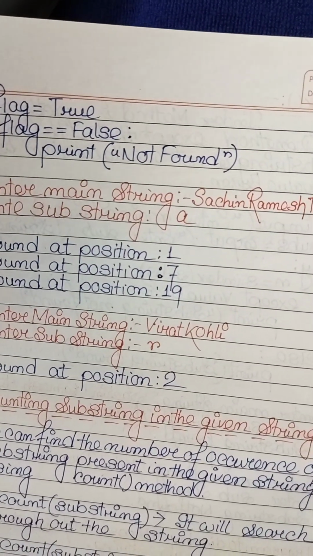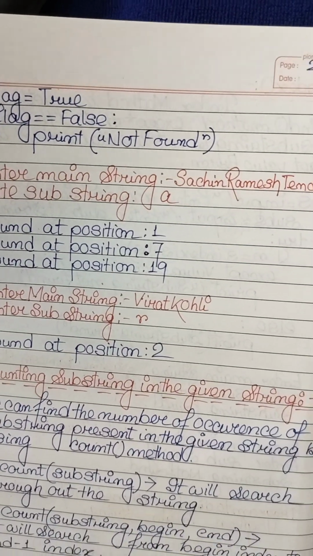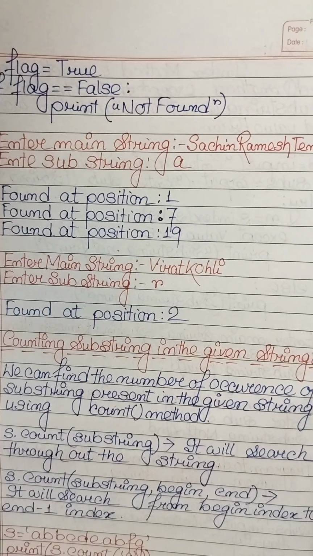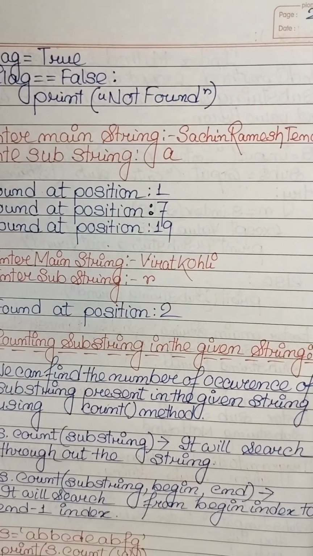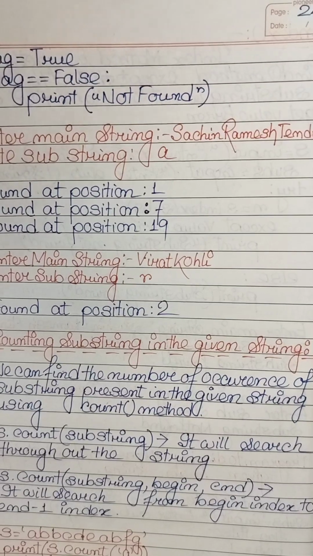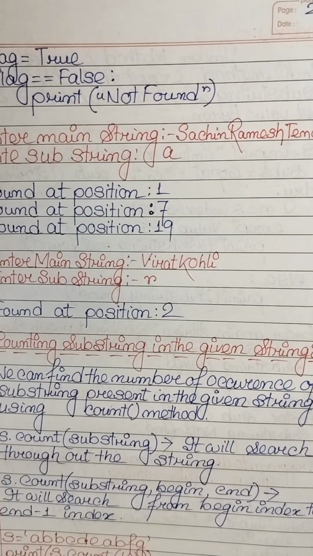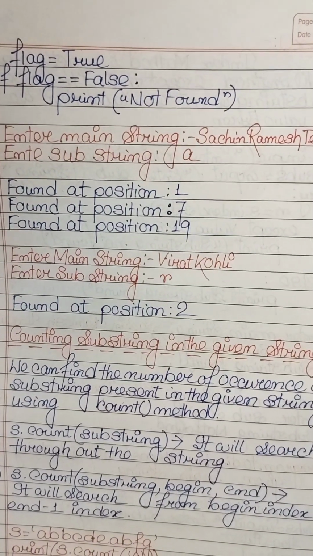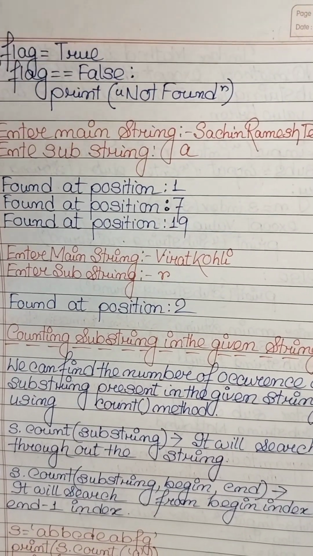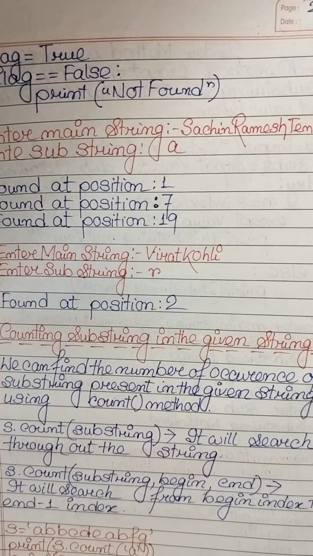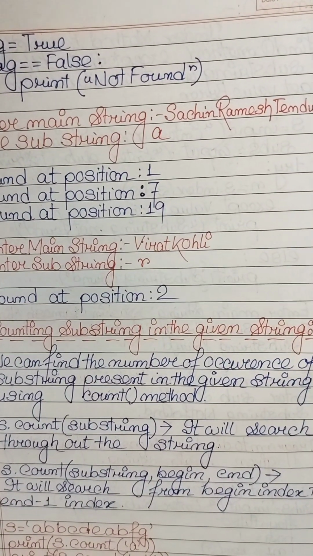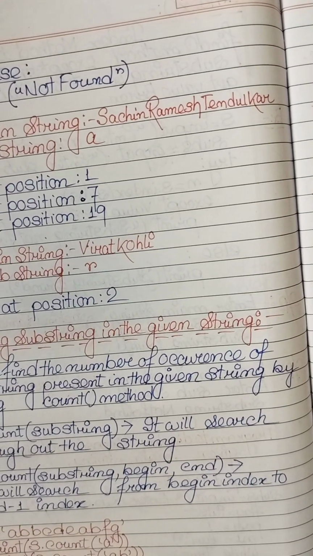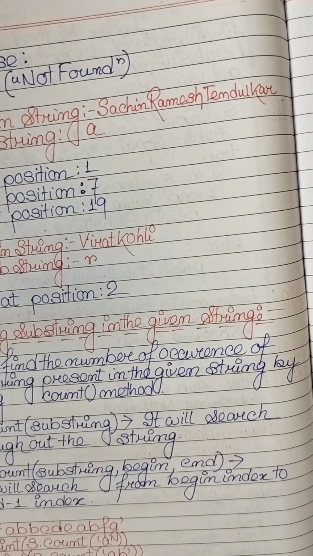So what will be the output? Enter main string Sachin Ramesh Tendulkar, enter substring A, then A is found at position 1. See, S is at position 0 and A is at position 1. Also A is found at position 7 and at the last, position 19.